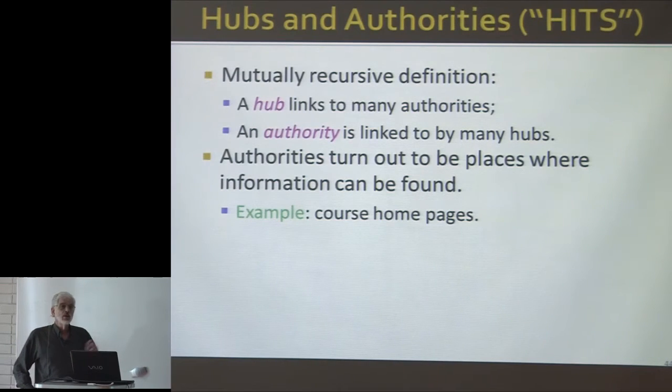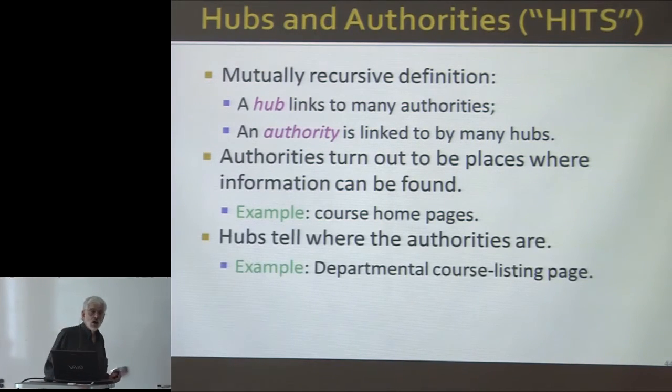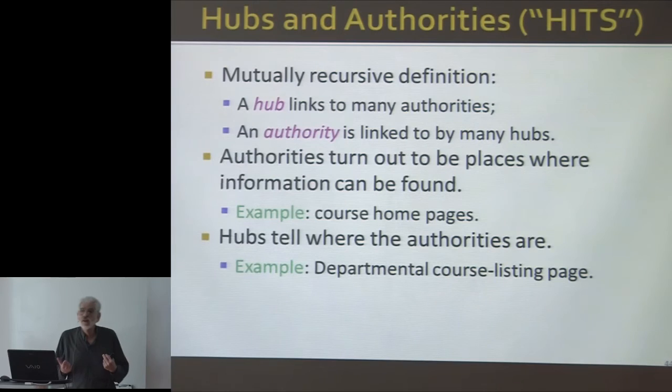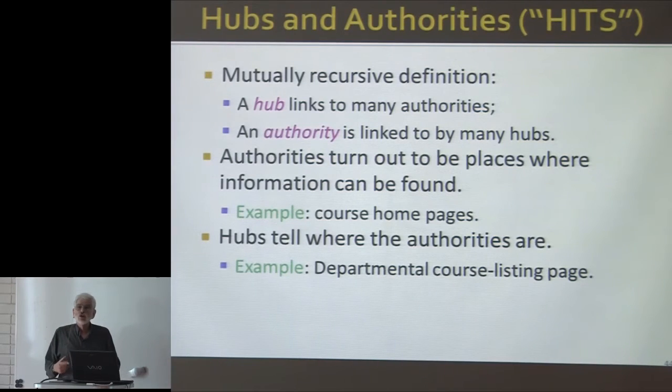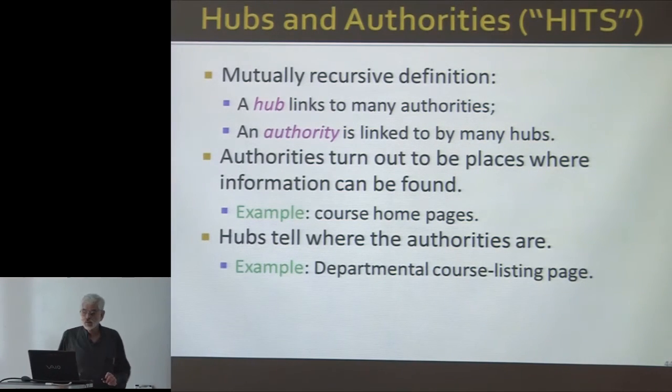that page. So, for example, each course at a university will have its own homepage, and that's where you go if you want to find information about that course. A hub generally doesn't provide information itself, but it will tell you where to go to find the information. So, for example, each department will have a page that lists all its courses. You don't learn anything from that, but you do find out from the hub where you can go to learn things. Okay, so that's the distinction between hubs and authorities.